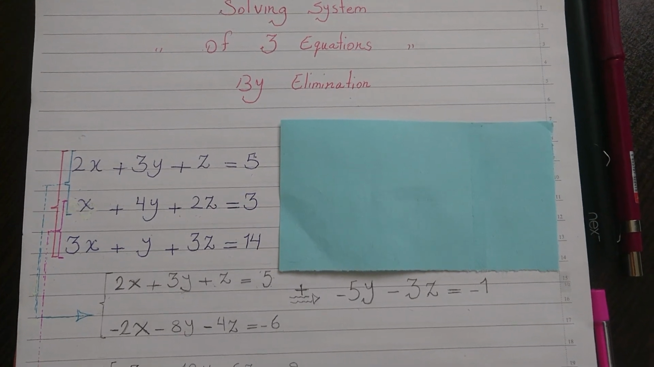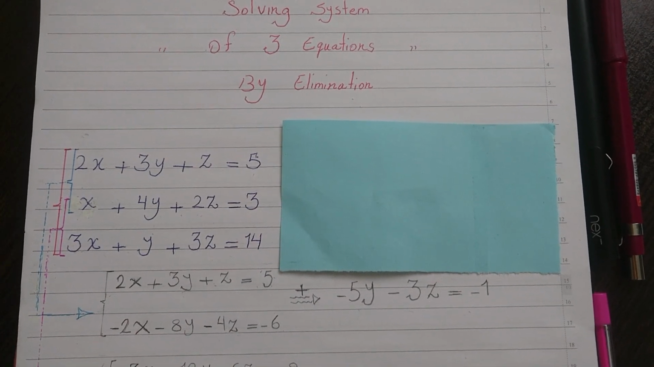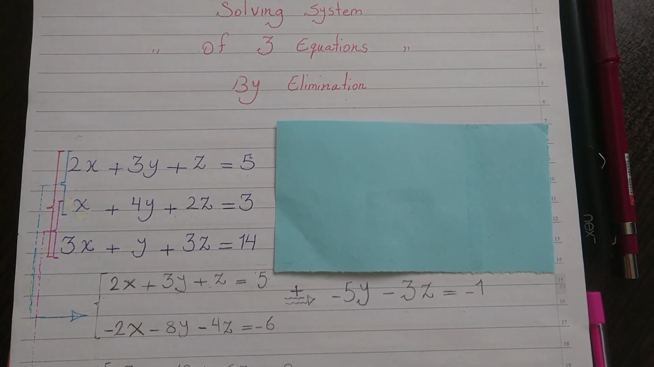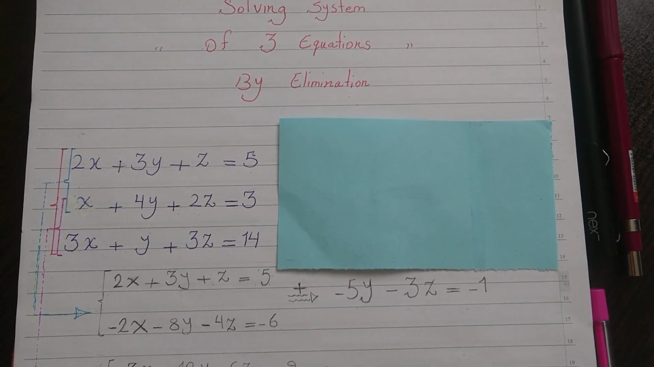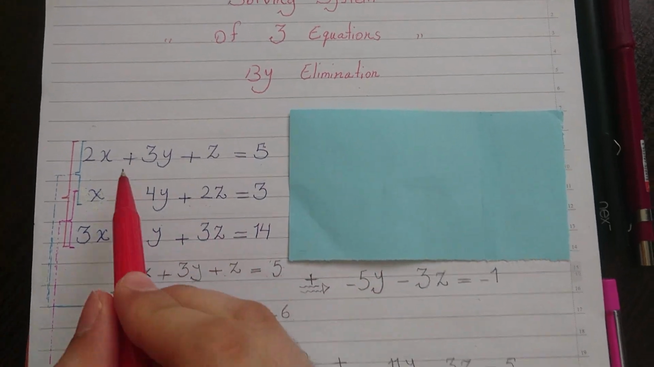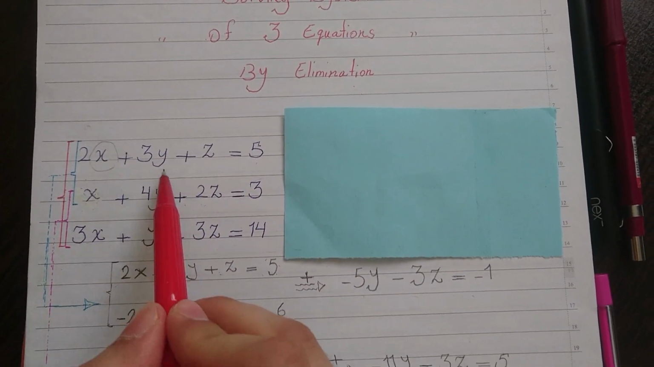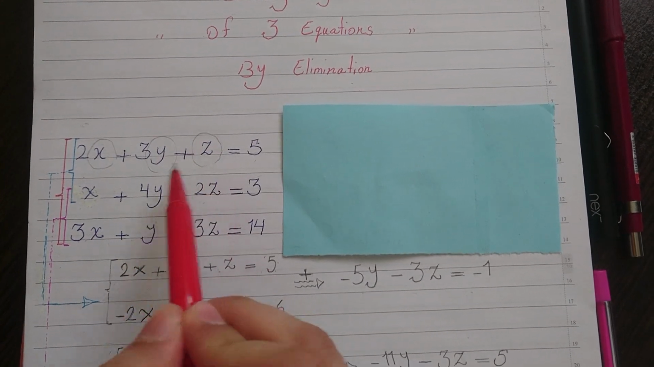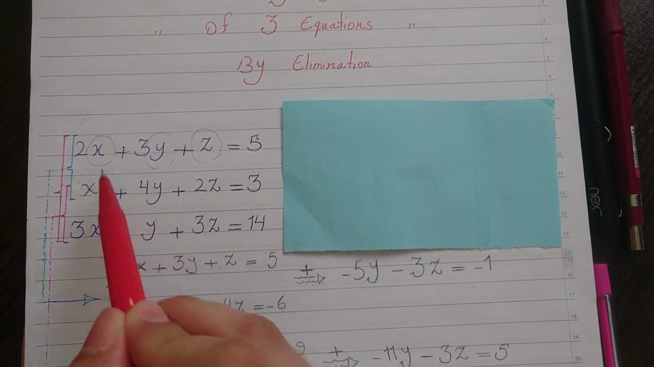Hi guys, up to now we've learned how to solve the system of two equations with two variables, and in this video we're going to talk about how to solve the system of equations with three equations and three variables. So we've got our three equations here, and in each equation we have three variables. Our variables are x and y and z here, and each equation represents a plane.